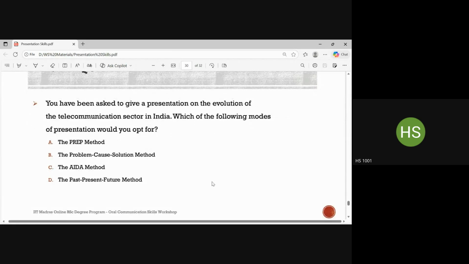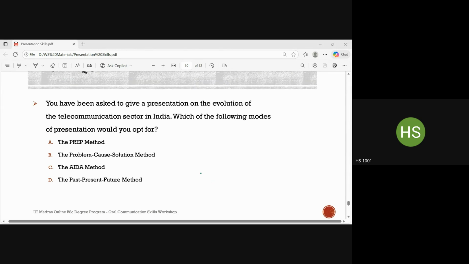You have been asked to give a presentation on the evolution of the telecommunication sector in India. Which of the following modes of presentation would you opt for? Remember, a lot of information chronologically separated. Which of these would be best suited for that? Option B, the past, present, future method. Yes, very good.